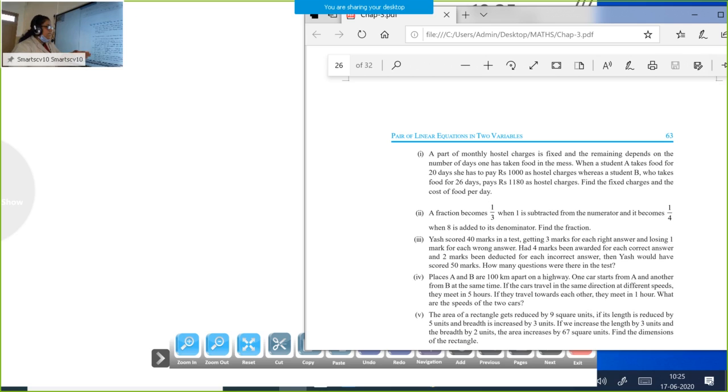Then the second condition: it becomes 1 by 4 when 8 is added to its denominator. What is the second condition? x divided by y plus 8. 8 is added to the denominator, y plus 8. Then it is equal to 1 by 4. Cross multiply and find the solution. Okay. Then pass on to the third question.